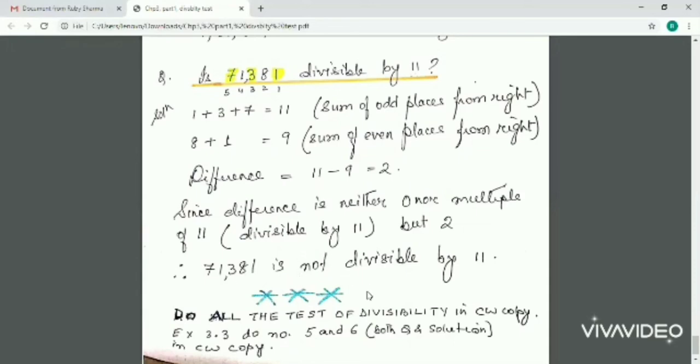Now all this which I have given here, please do it in your classwork copy. And from exercise 3.3, do numbers 5 and 6. Try this out. You write the question as well as the solution. You try it out, use these divisibility tests and find out. We can discuss it later on. We'll get back to the solutions later on.